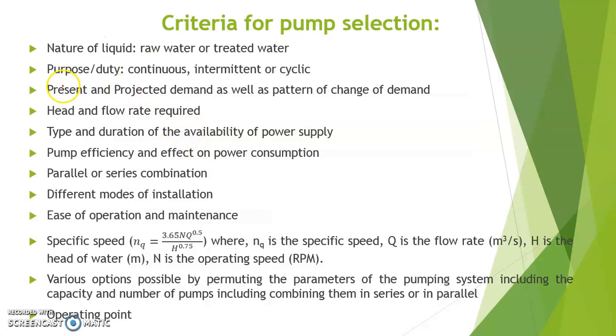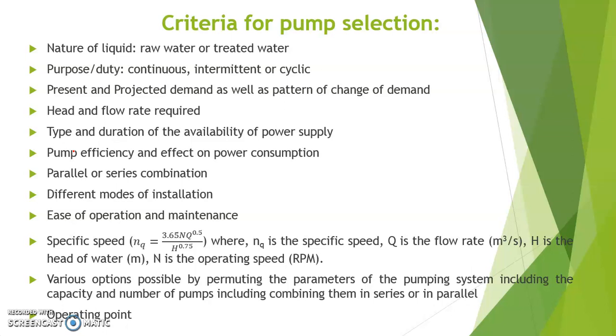Now, what is the criteria? There are different criteria for pump selection. Based on the nature of liquid, what type of liquid we want to pump, whether it is raw water or treated water. Then purpose, whether we are going to use it continuously or with some interval or in a cyclic fashion. For example, from 8 to 12 in the morning, 5 to 7 in the evening. Then it depends upon the projected demand. What is the water demand of the area? Naturally, it will depend upon the population of the area.